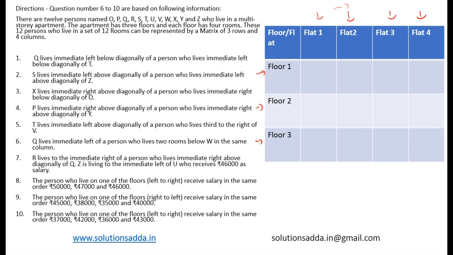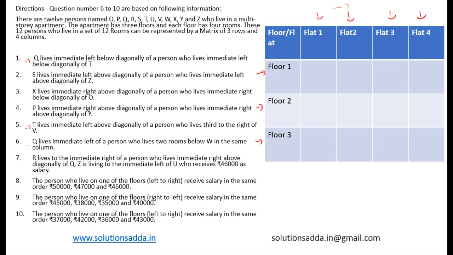Now there are 10 points given below. Based on the points given, let's try to construct how the persons are arranged in the flats. The first point is: Q lives immediate left below diagonally of a person who lives immediate left below diagonally of T. The other point we can use is: T lives immediate left above diagonally of a person who lives third to the right of V. And Q lives immediate left of a person who lives 2 rooms below W in the same column. So that is the third point that we have.